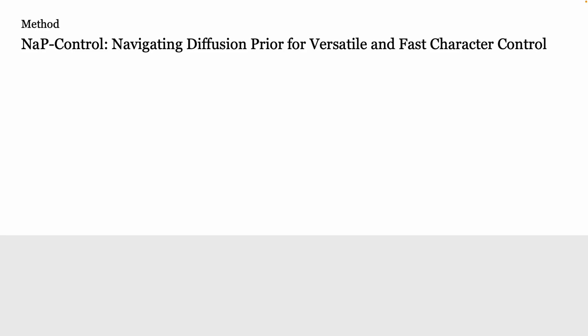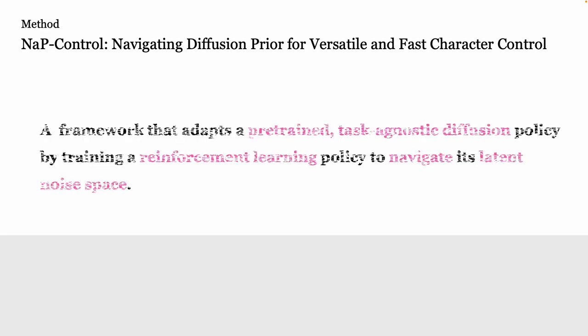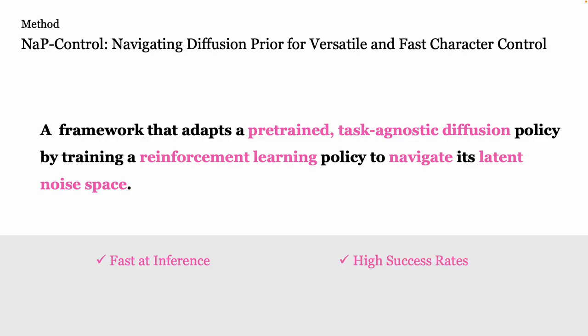To address this, we introduce NaP-Control, a framework that adapts a pre-trained, task-agnostic diffusion policy by training a RL policy to navigate its latent noise space. This formulation enables superior inference speeds and success rates across diverse locomotion tasks and unseen terrains compared to existing diffusion-based baselines, while preserving natural motion and eliminating expensive test time optimization.